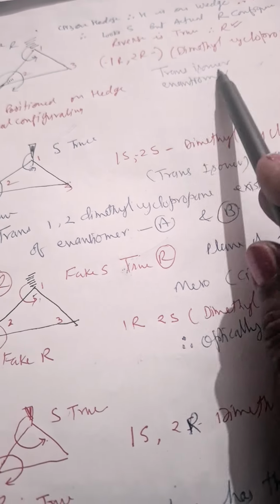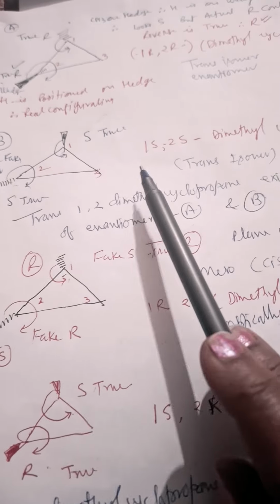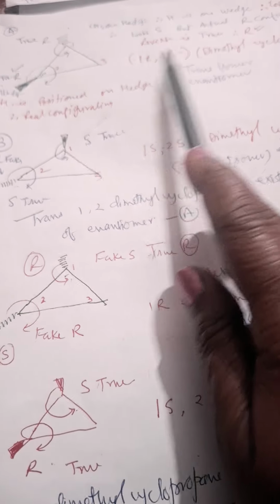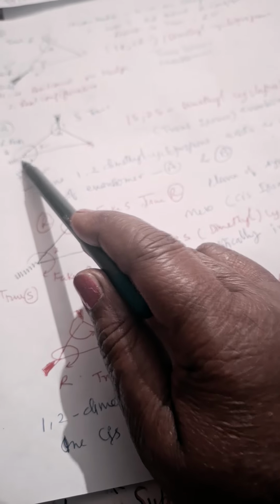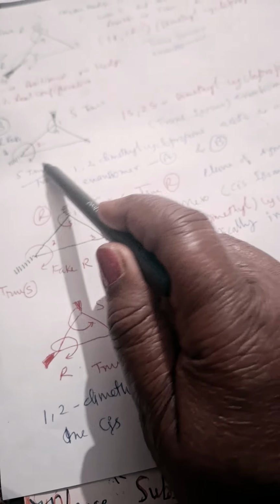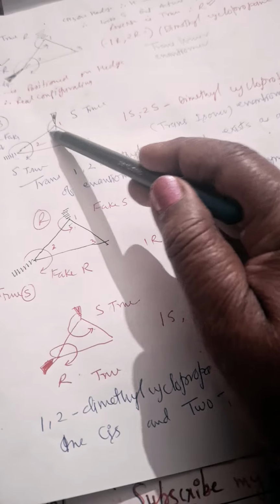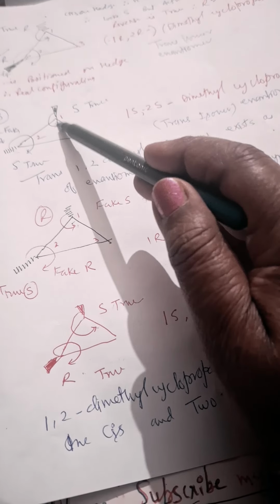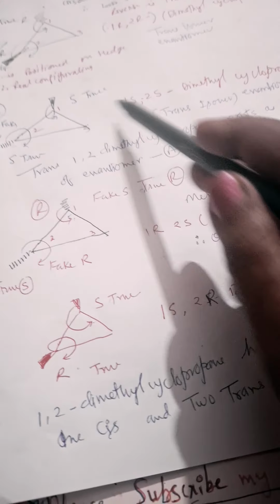And now it is the trans enantiomer. The trans isomer has two enantiomers, 1R,2R and 1S,2S. Here this is 1S and this is 2S, with the same criterion. Here this hydrogen is on a wedge, so it will be a fake configuration. It looks like R, but really S is true. Here also it looks like S, and it is also S. Why? Because the hydrogen is on a dash, so 1S,2S.